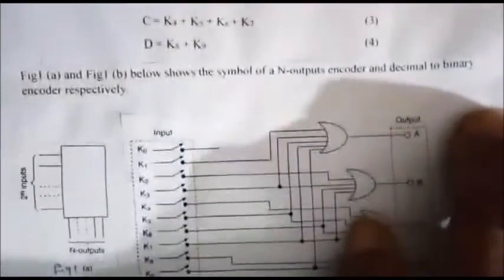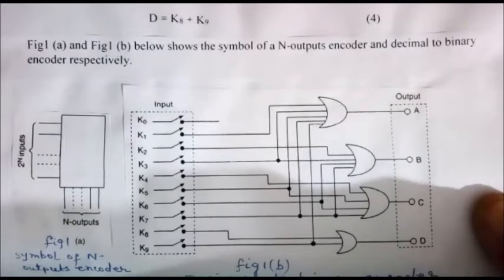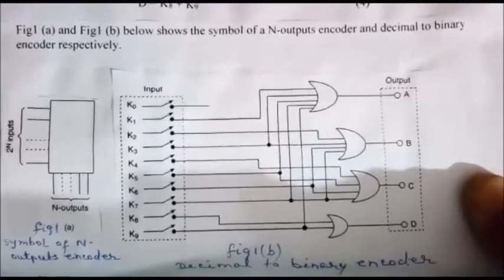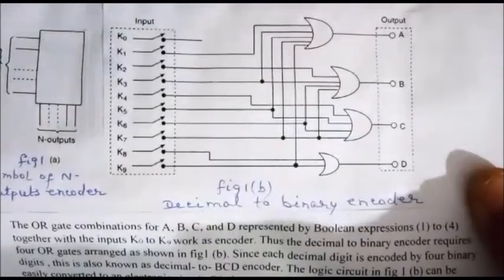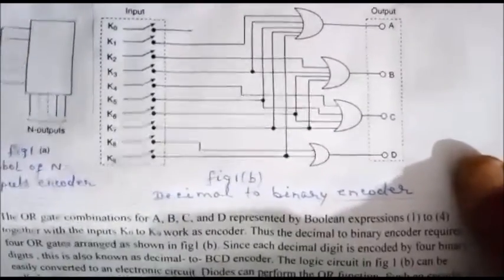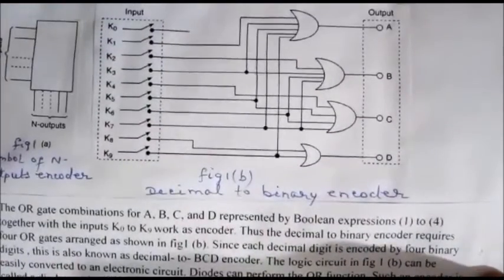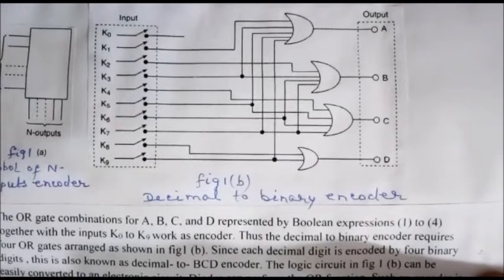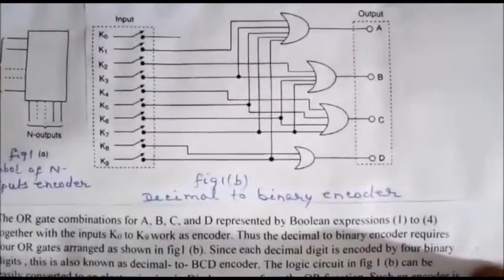Figure 1a below shows the symbol of an N-output encoder, and figure 1b represents the decimal to binary encoder respectively. So the OR gate combinations for A, B, C and D, represented by Boolean expressions 1 to 4, together with the inputs K0 to K9, work as the encoder. Thus the decimal to binary encoder requires 4 OR gates as shown in figure 1b, which are arranged as in the figure.